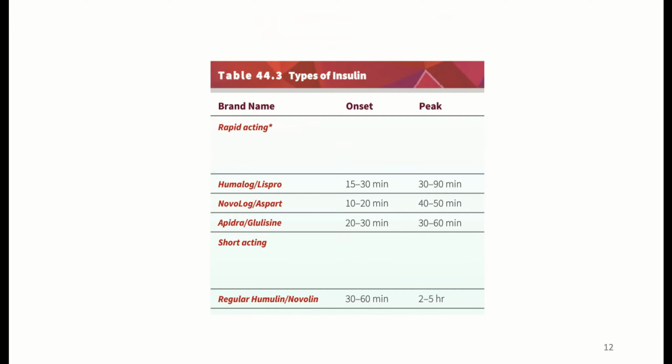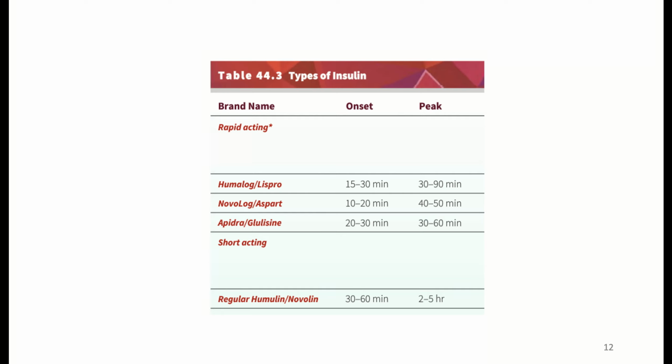This is a table that shows the onset and peak times of insulin. The onset of rapid acting insulin ranges from 10 to 30 minutes. And then the peak ranges from 30 to 90 minutes. The onset of short acting or regular insulin is 30 to 60 minutes. And the peak of regular insulin is 2 to 5 hours.